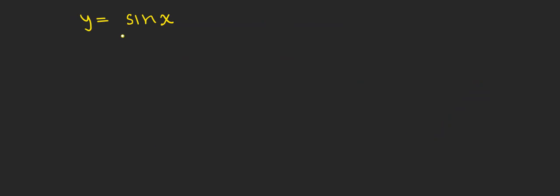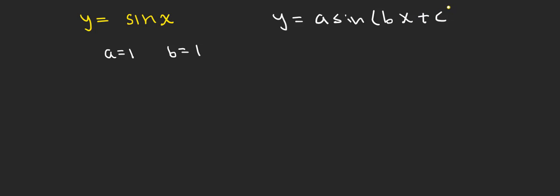When we have y equals sine of x, A is 1. And what is the number in front of x? It's 1. So B is 1 as well, because y equals A sine of bx plus c plus d. This is a sinusoidal for sine, and the coefficient of sine x is 1. That's why A is 1. And the coefficient of x is 1.